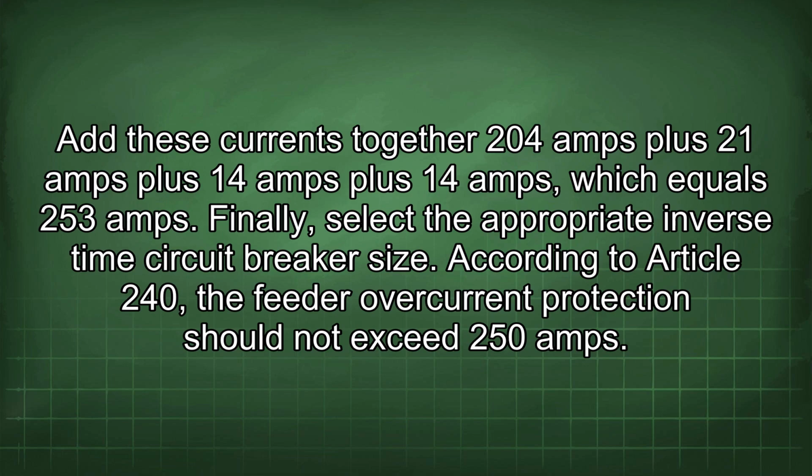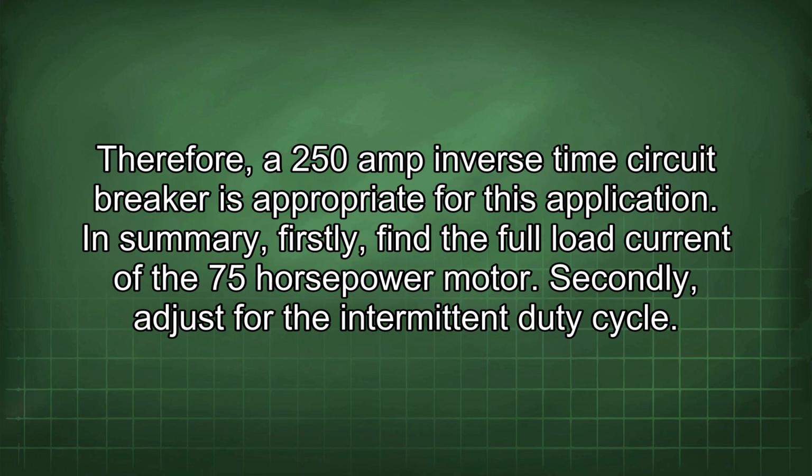Finally, select the appropriate inverse time circuit breaker size. According to Article 240, the feeder overcurrent protection should not exceed 250 amps. Therefore, a 250 amp inverse time circuit breaker is appropriate for this application.